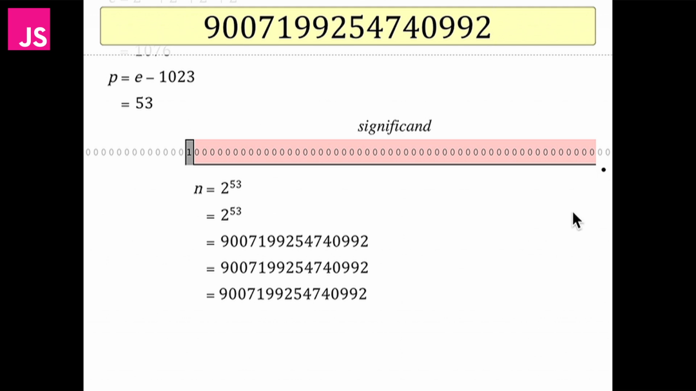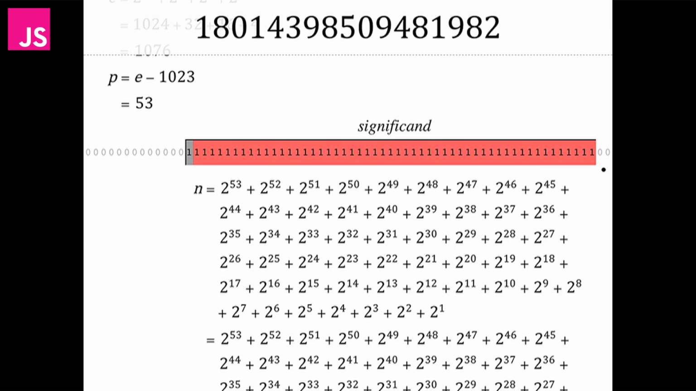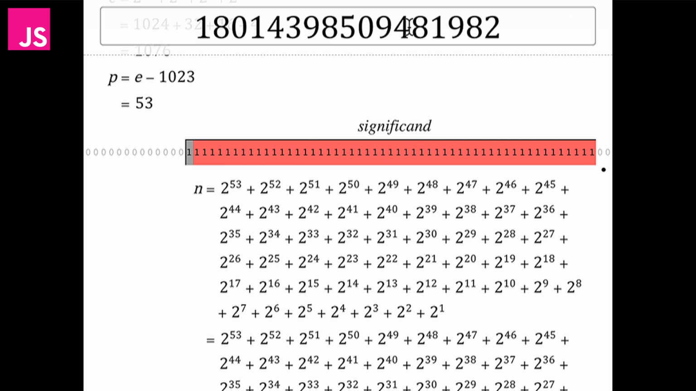But what would happen if we try to add 1 to it again? We can't, because we can't change the value of this last bit, because we don't control it. It's always 0. So the last bit we actually control is this one, and it represents 2 to the power of 1. So we can only add 2 to this number. So from this point, when the exponent is equal to 53, we can only represent every second integer until we get to this point.